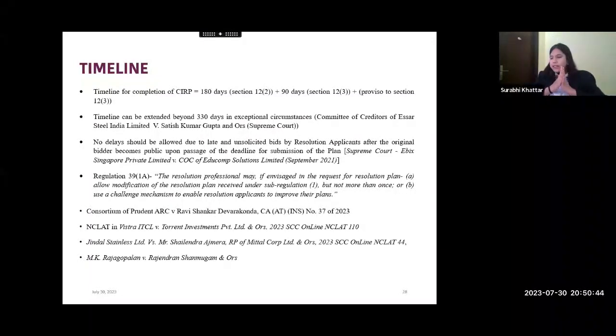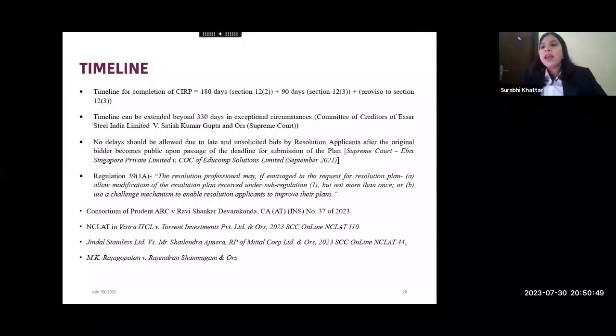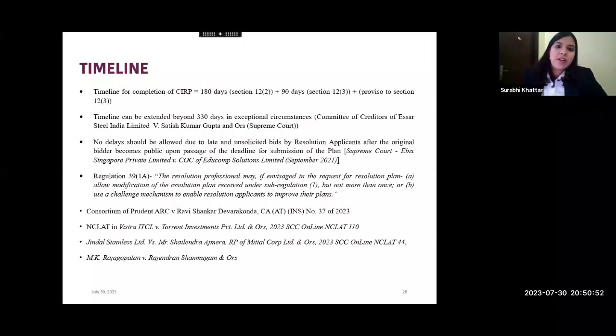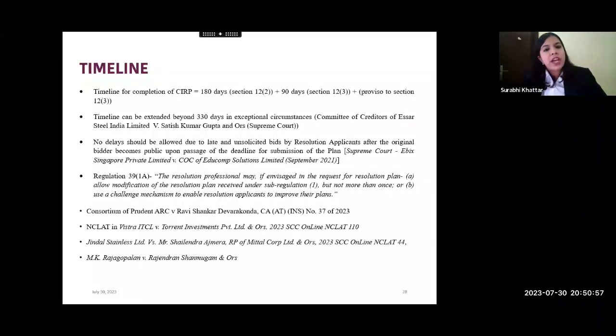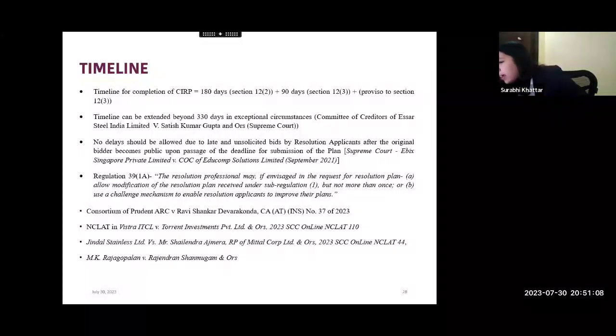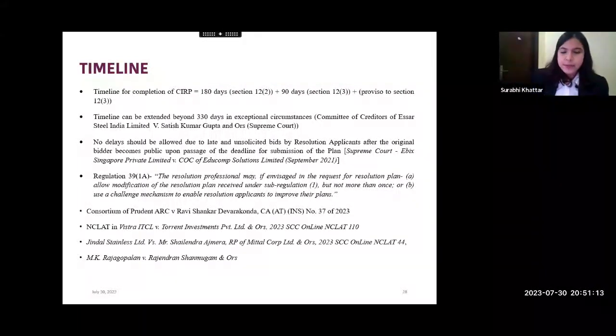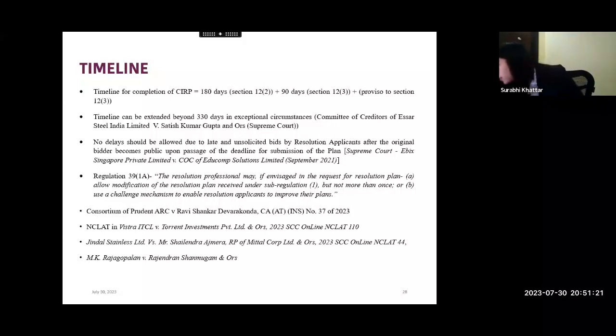In all 4 cases cited here, the argument taken was that because the COC had exercised one of the options, either revise the resolution plan or seek a challenge mechanism, it could not do the other option because of the word or used in 39(1)(a), where it says that the resolution professional may, if envisaged in the RFRP, allow modification, but not more than once, or use a challenge mechanism. The interpretation of the word or came into question in Consortium of Prudent versus Ravi Shankar Devarakonda.